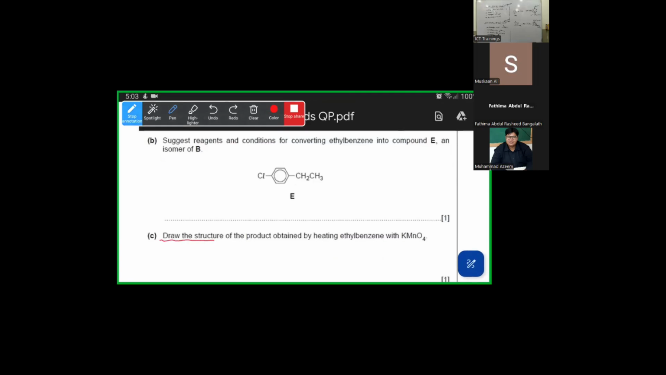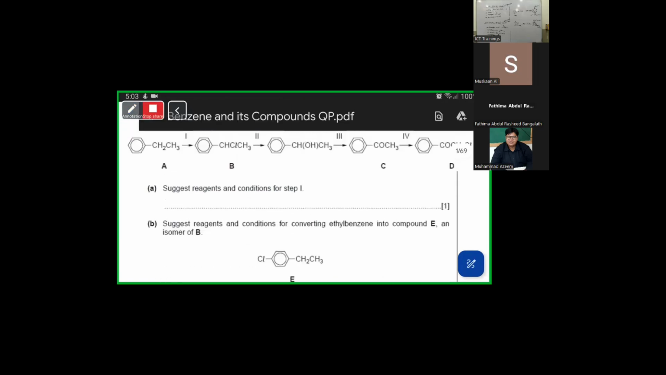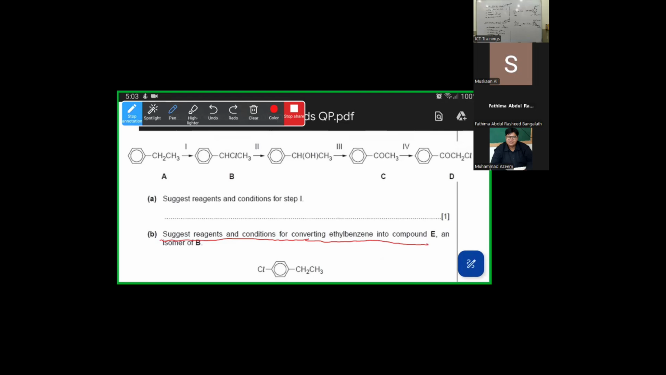Next question. He's saying, draw the structure of the product obtained by heating ethyl benzene with KMnO4. So this is the ethyl benzene. I told you yesterday, to those students who were present in my lecture, to just draw this ethyl benzene up here. Everybody just listen. Those students who were not present can understand it right now. I'm going to draw this ethyl benzene in a displayed manner like that. I told you the alkyl benzene undergoes oxidation by acidified potassium manganate only, not with dichromate. And the conditions are heat under reflux.